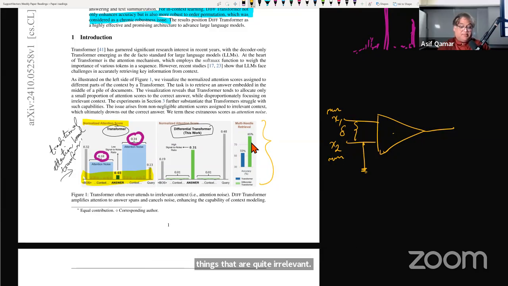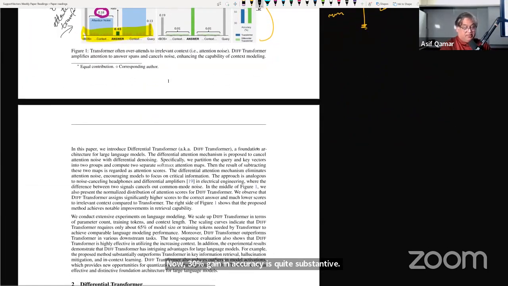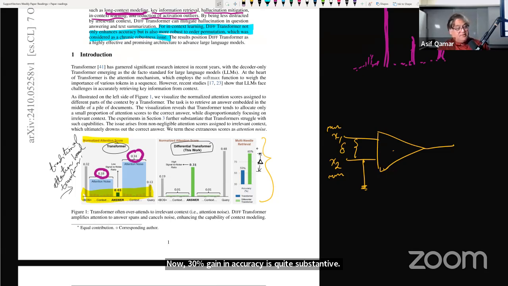So when you look at the performance improvement, this is a very, very dramatic shift if this is true. If this validates itself more generally, I would imagine that this is a pretty huge delta in accuracy. You're saying that for the multi-needle retrieval benchmark, you have practically a 30% gain in accuracy. Now, 30% gain in accuracy is quite substantive. So let's see how they achieve it. And with that, I won't read every paragraph as usual. I will focus on the key topics.